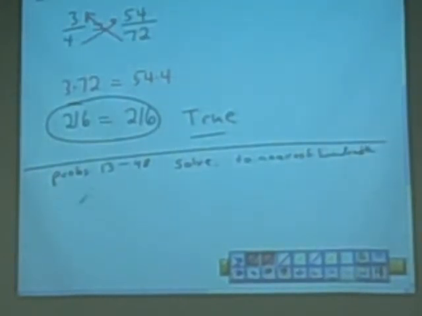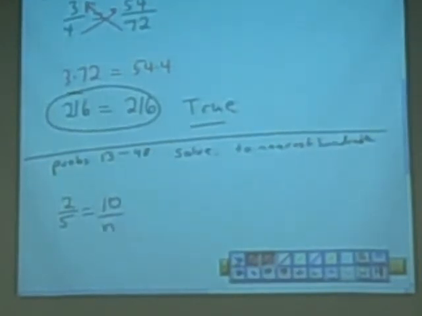Okay, so if we had 2 over 5 equals 10 over n. We're going to do the same thing. We're going to cross multiply. So this would be 2n equals 5 times 10. And now, since we're solving, we have to solve for n. So this would be 2n equals 50.